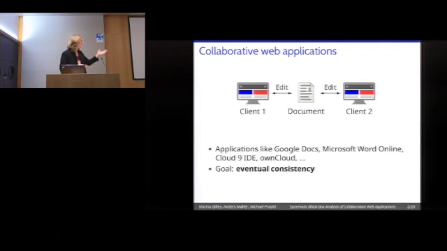What we are looking at is a collaborative web application where we have several clients that connect to the same document. So imagine something like Google Docs or Microsoft Word Online or other similar applications, and the edits made by the clients are performed concurrently, and there's a notion of eventual consistency, that eventually all the edits get synchronized to all clients and they see the same state.